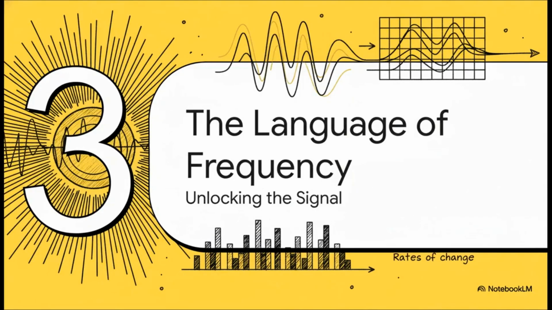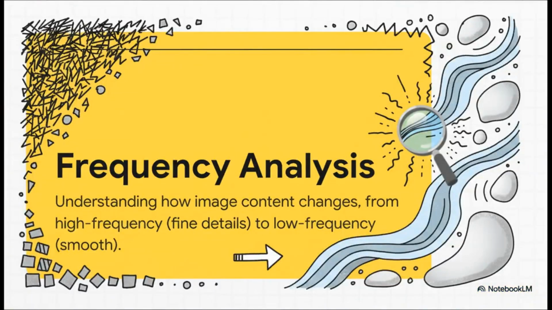So, if an image is a signal, how do we describe it? Well, that brings us to the language it speaks, the language of frequency. This is the key that unlocks everything else. To put it super simply, frequency analysis is just about looking at how fast the information in an image is changing. Do the colors and brightness change really quickly across a tiny space, or do they shift slowly and smoothly? That speed of change, that's what we call frequency.